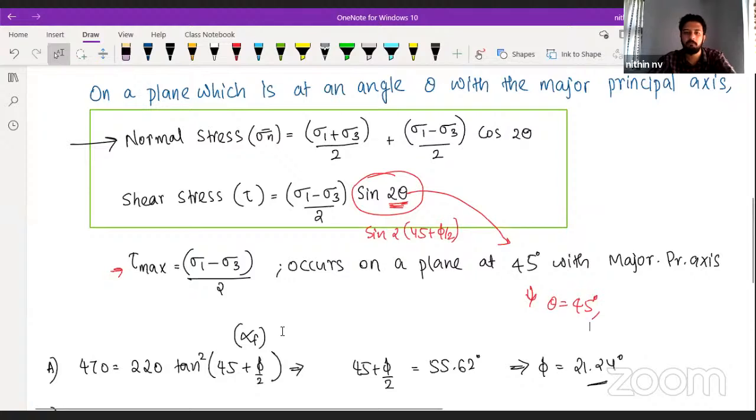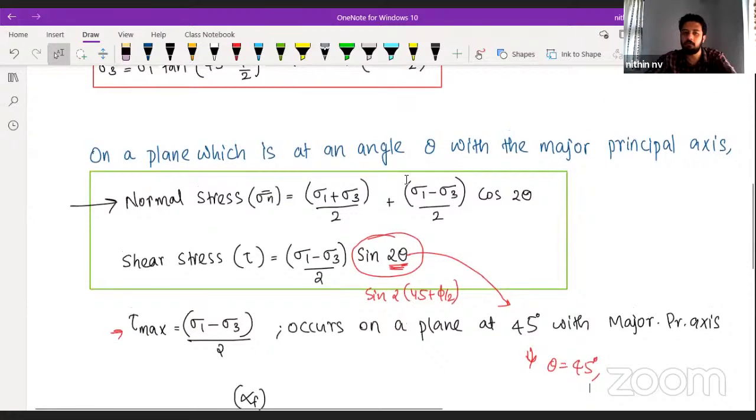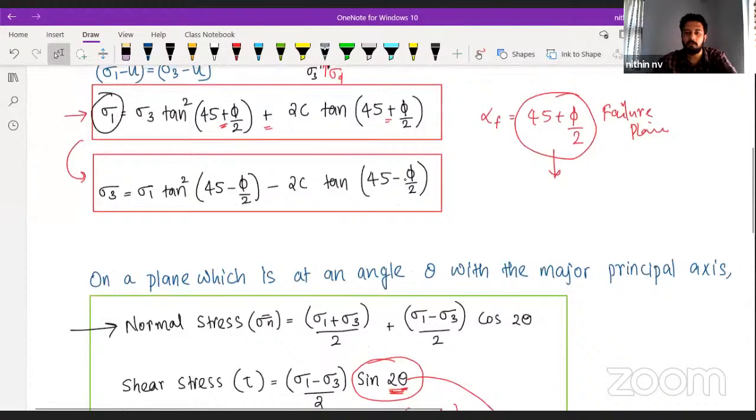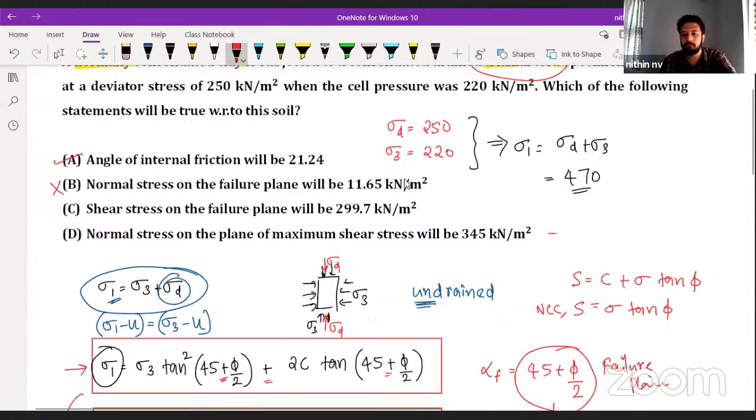That's it. Very simple. Sigma 1 plus sigma 3 by 2 plus sigma 1 minus sigma 3 by 2 cos 2 into 45. So cos 90 will be 0. So finally, what will be the equation for this one? Sigma 1 plus sigma 3 by 2. So like this, we will see a lot of equations. No need to learn those by heart.